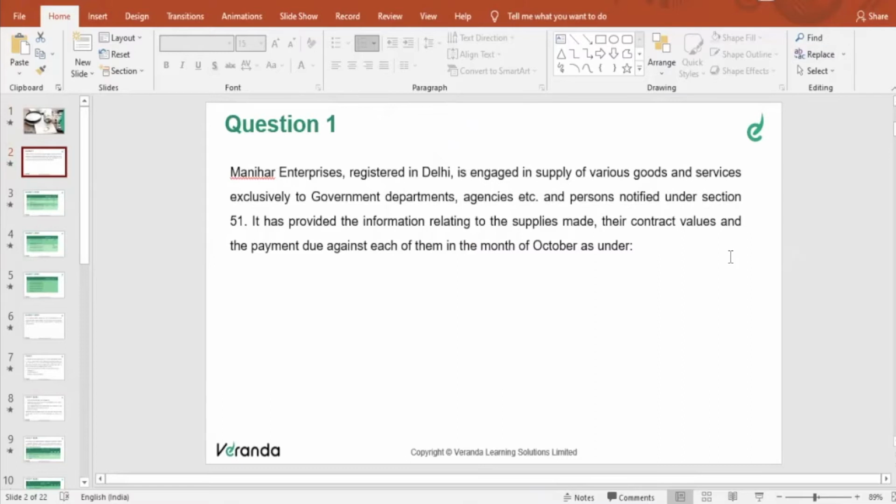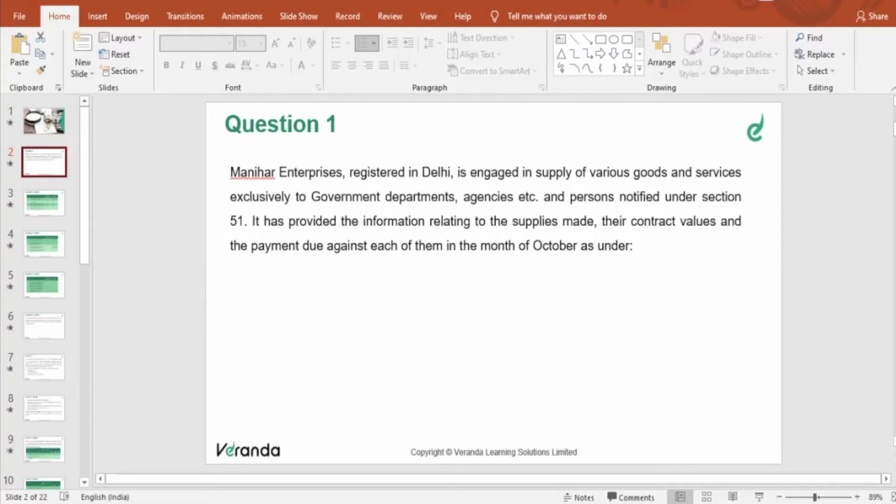The first one being Manihar Enterprises, registered in Delhi, is engaged in supply of various goods and services exclusively to government departments, agencies, etc., and persons notified under Section 51. Can anyone here tell me what Section 51 denotes?